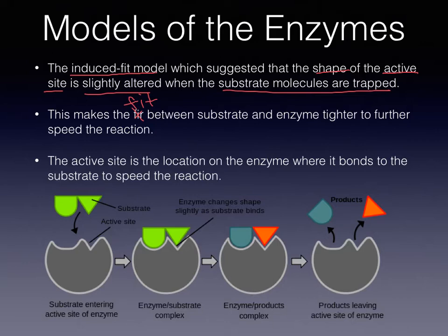The active site is a location on the enzyme where it bonds to the substrate to speed up the reaction. So we have our substrate, and we have our enzyme, and we have the active site. It just slightly moves to fit, then it changes the bonds, and then the products are released. So the enzyme never changes, just your substrate is different from your products.